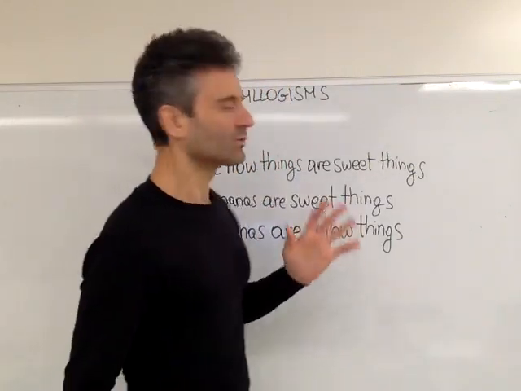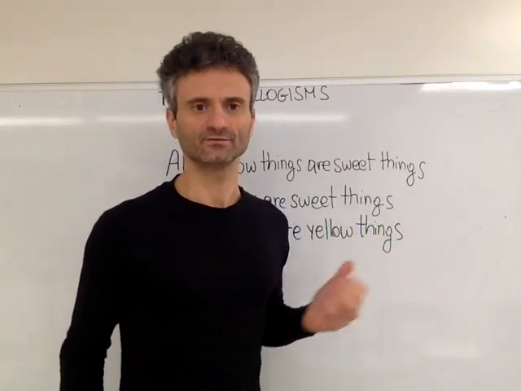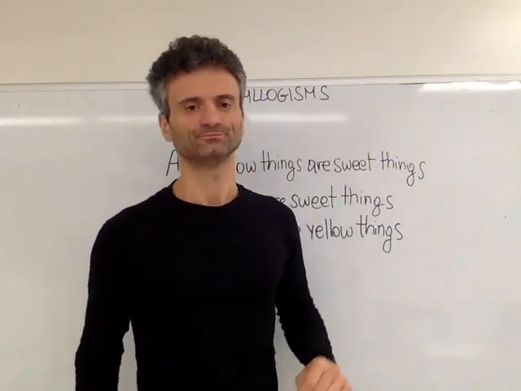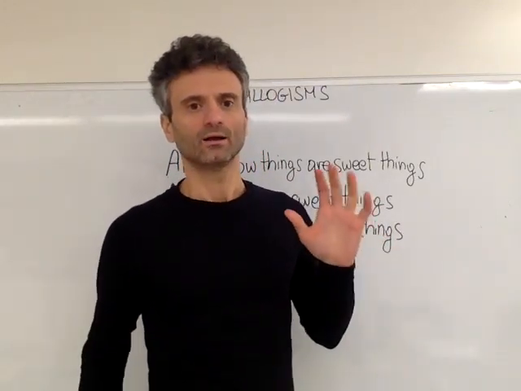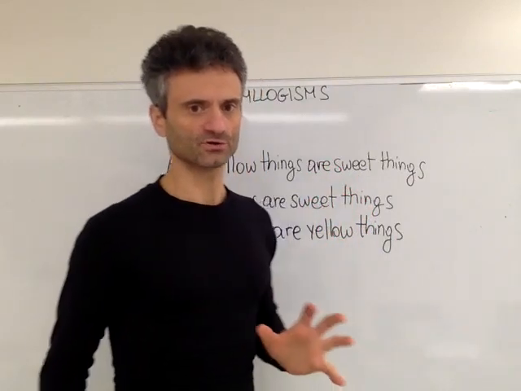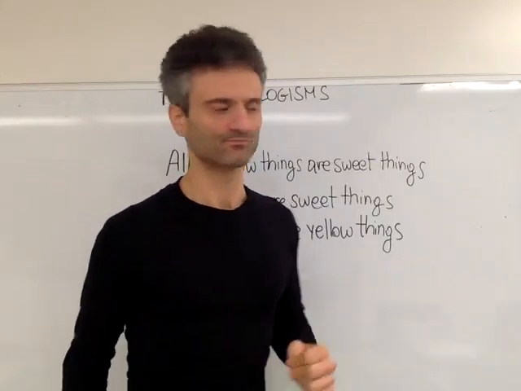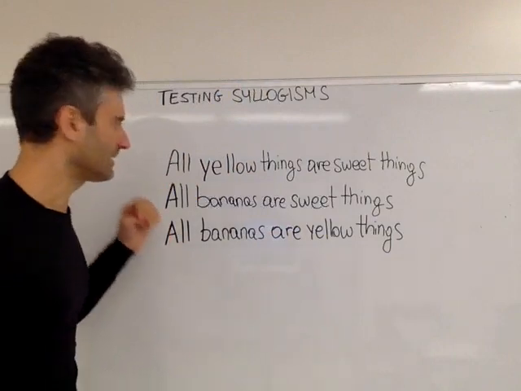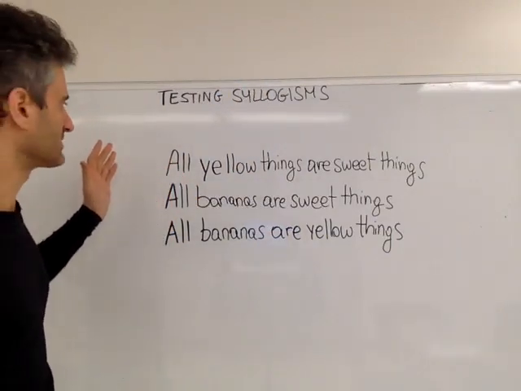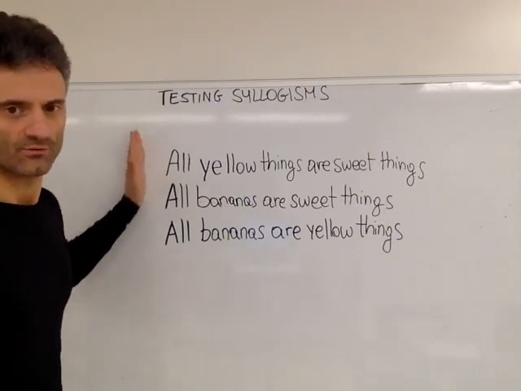Now, before I show you how to test syllogisms with Venn diagrams, we have to refresh our memories and talk about a couple of things. First of all, what is a standard form categorical syllogism? Well, remember that a categorical syllogism is a deductive argument that has two premises and one conclusion. So, three statements.